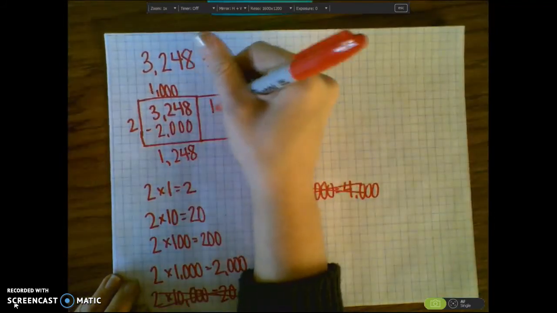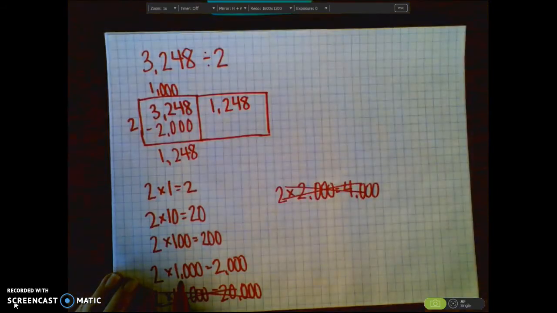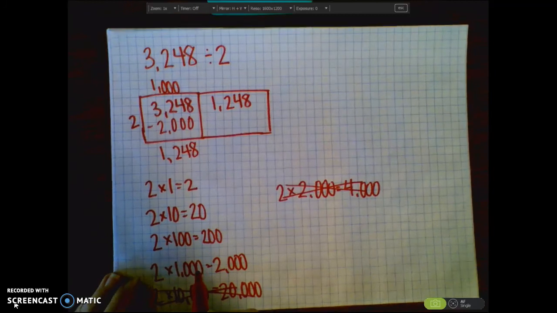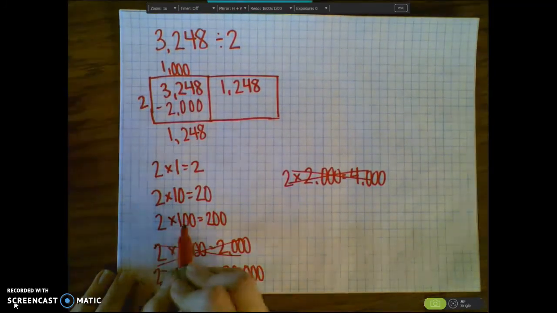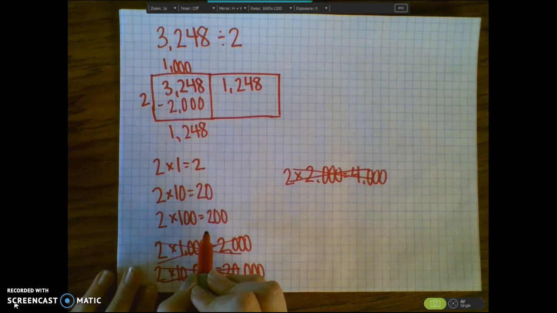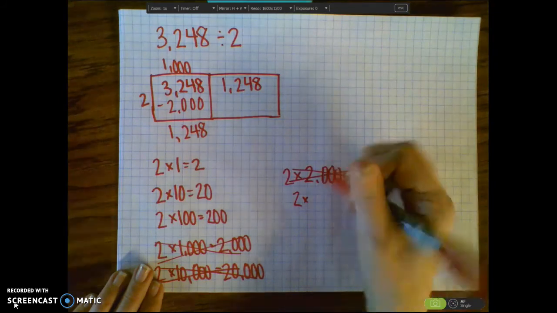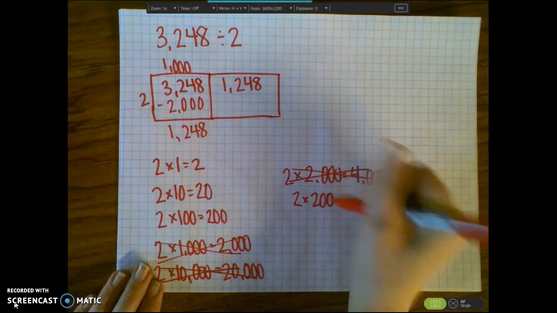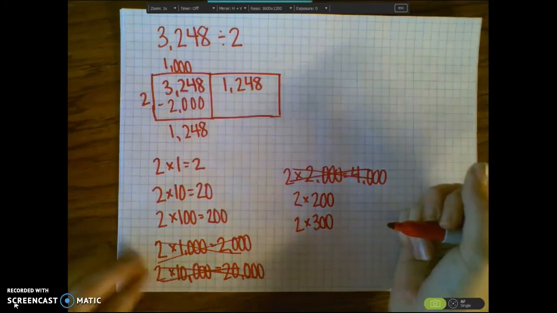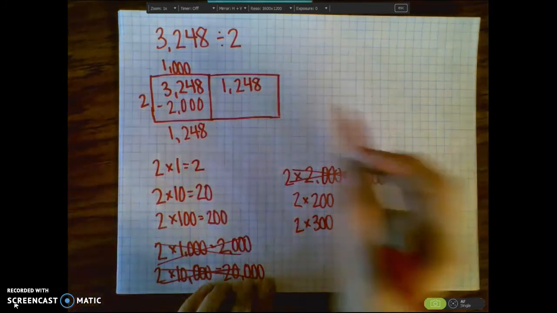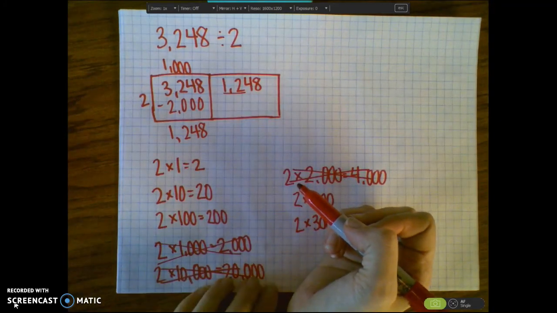The next step would be, all right, well, 2 times 1,000 is too much. So we're not going to use that anymore. 2 times 100, well, that's not quite enough. So let's start writing out our 2 times hundreds facts. 2 times 200, 2 times 300. Eventually, your student will get comfortable enough, realize the 12 is what they're trying to get close to.